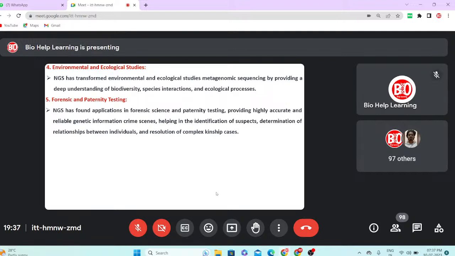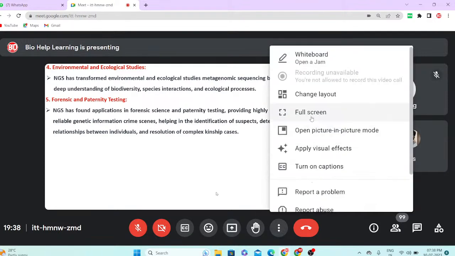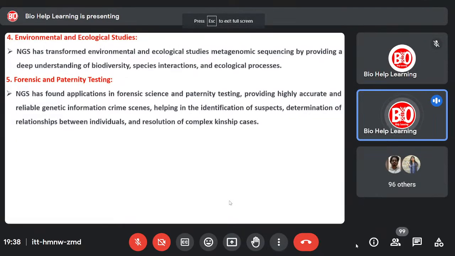The fifth important application of NGS data analysis is forensic and paternity testing. In forensics, we can collect a sample from the crime scene, so you can easily determine the relationship between individuals and resolve complex, sensitive cases. In paternity, suppose someone is claiming this child is mine. In this case, it is useful to identify the parentage and perform paternity testing.